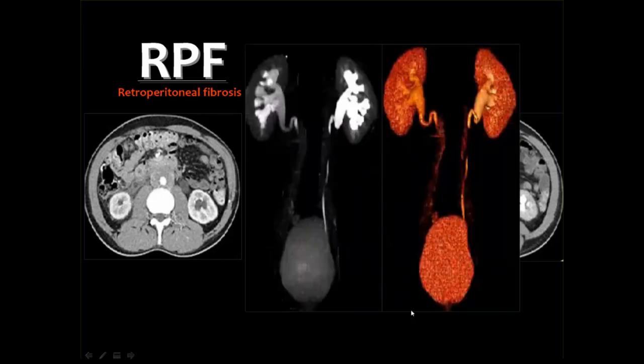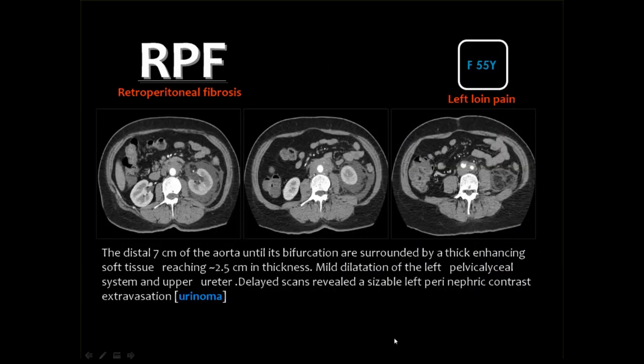Another appearance of retroperitoneal fibrosis encasing the kidney, encasing the aorta, with back pressure changes on both sides. And these are the reformatted images, and you see the dilated pelvicalyceal system on both sides, and the medial displacement of both ureters.